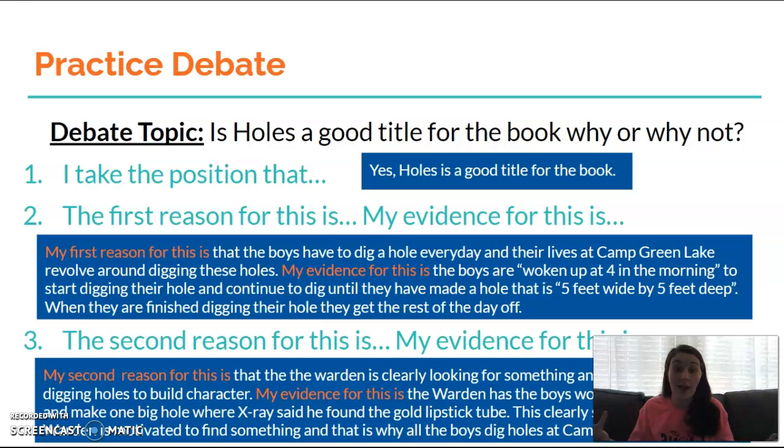So, in all of that being said, this book revolves around the holes these boys dig every single day. So I think Holes is a great title for this book. So that would be my debate.